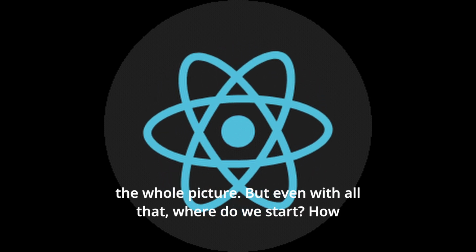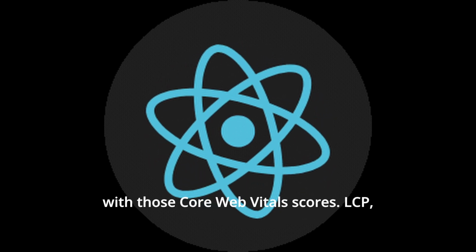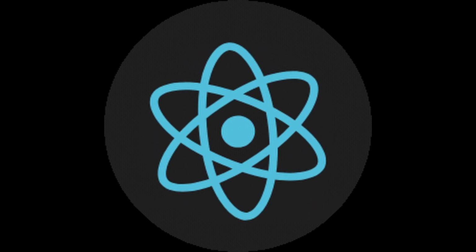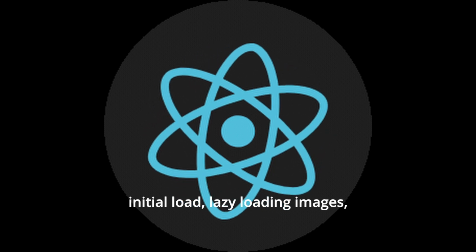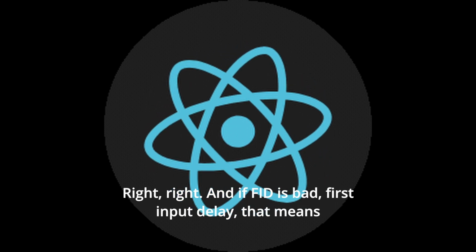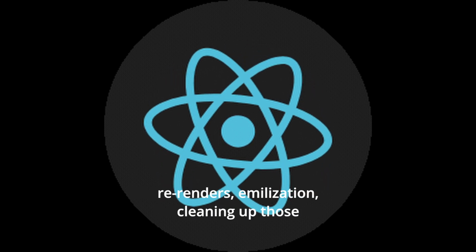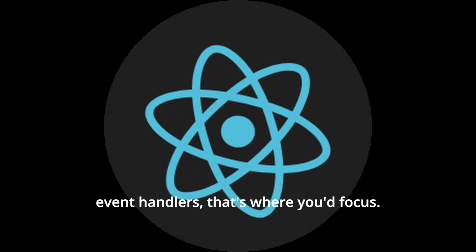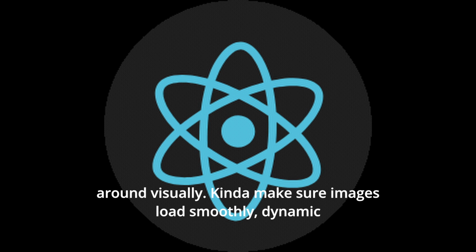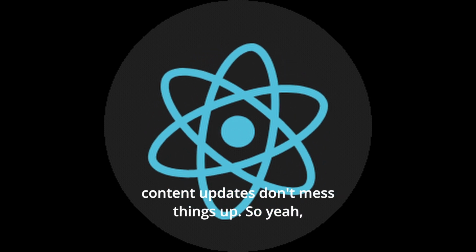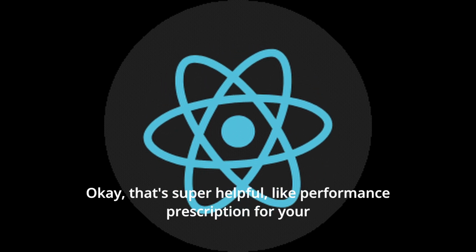But even with all that, where do we start? How do we decide what to optimize first? Great question. Honestly, start with those Core Web Vital scores. LCP, largest contentful paint, if that's bad, you got to speed up that initial load: lazy loading images, code splitting, stuff we talked about. Right. And if FID is bad, first input delay, that means something's blocking the user, like a long task or too many re-renders. Memoization, cleaning up those event handlers, that's where you'd focus. Exactly. CLS, cumulative layout shift, that's about stuff jumping around visually. Got to make sure images load smoothly, dynamic content updates don't mess things up. So yeah, those Core Web Vitals, they're like a roadmap. Okay, that's super helpful, like a performance prescription for your app.